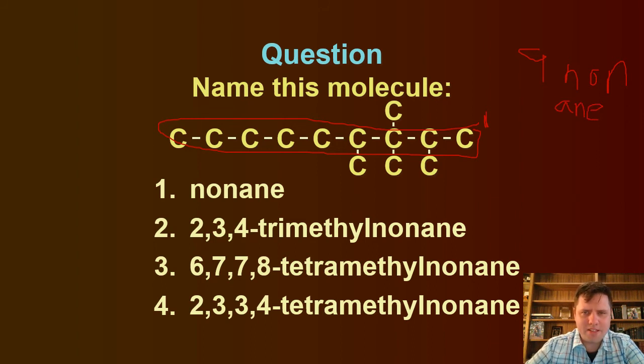But now we have to just identify where these are. Remember, this would be 1, so that makes this 2, this carbon 3, this carbon 4. So now we're just looking for something that has 2, 3, 3, 4. And notice here, tetra, because there's 4 of these methyl groups, methyl nonane. So this will be number 4.